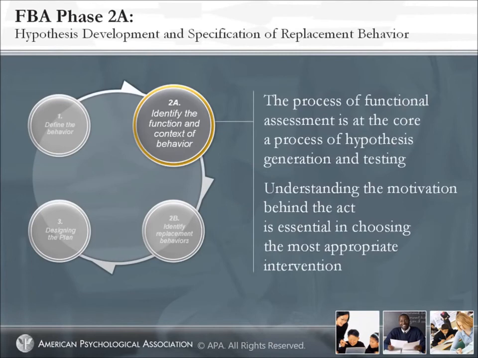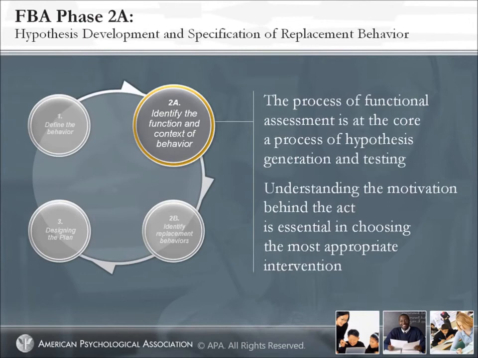FBA Phase 2, Hypothesis Development and Specification of Replacement Behavior. The process of functional assessment is at the core a process of hypothesis generation and testing. Rather than simply reacting to inappropriate or disruptive behavior, we collect data about the behavior and attempt to better understand the gap between what the student is currently doing and what we expect her to do.